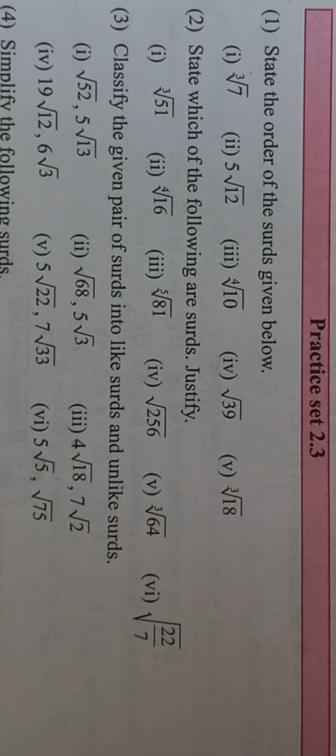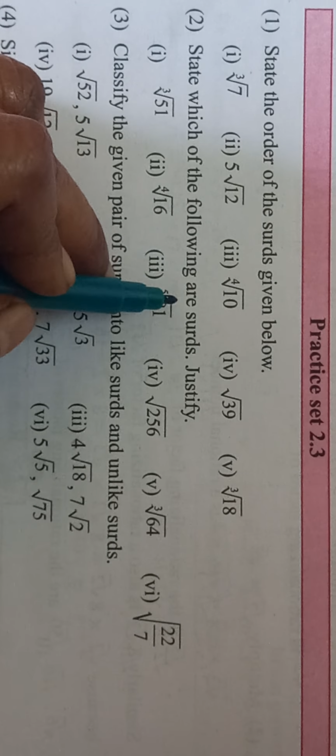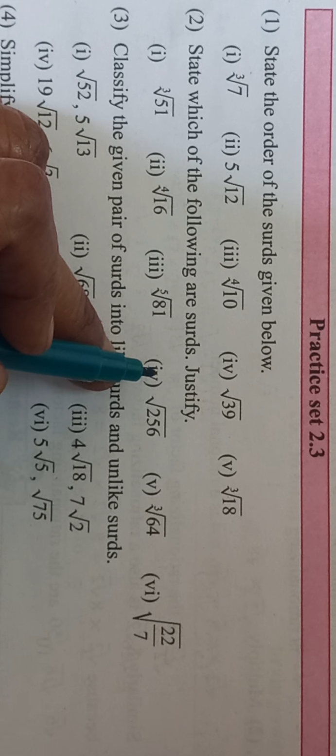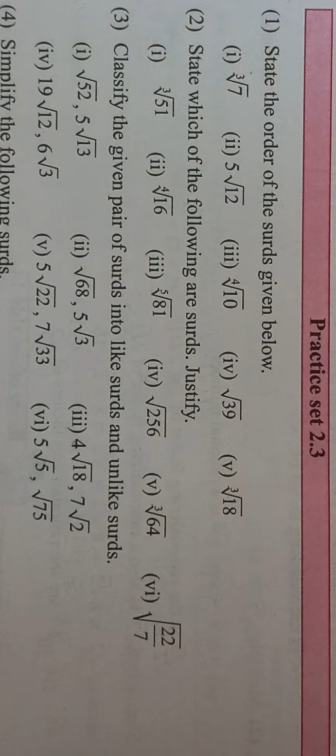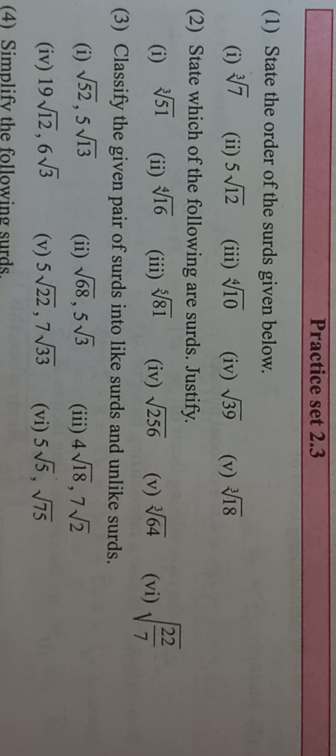Now, in question number 2, we have to state which of the following are surds and justify. Justify means when you are saying that the given number is a surd, you should be able to give a reason for your answer. That is the meaning of justify. So, the first example given here is cube root of 51. Now, we have to see whether this is a surd or not.